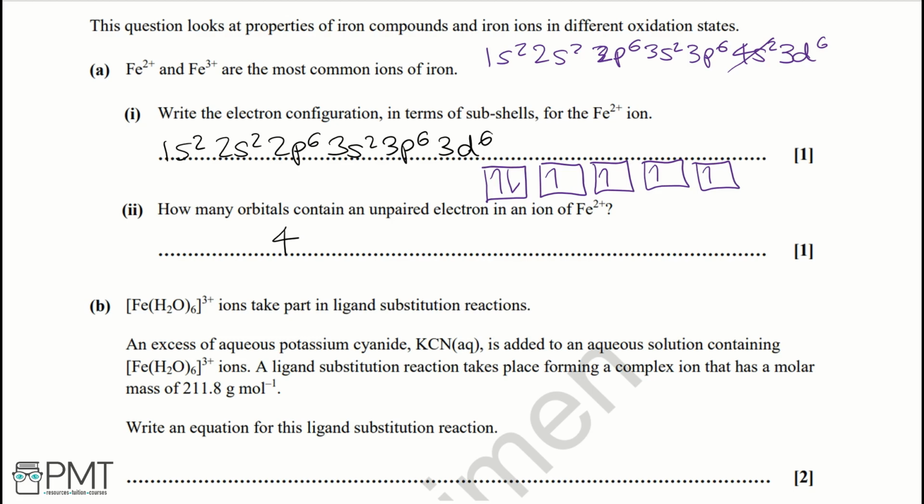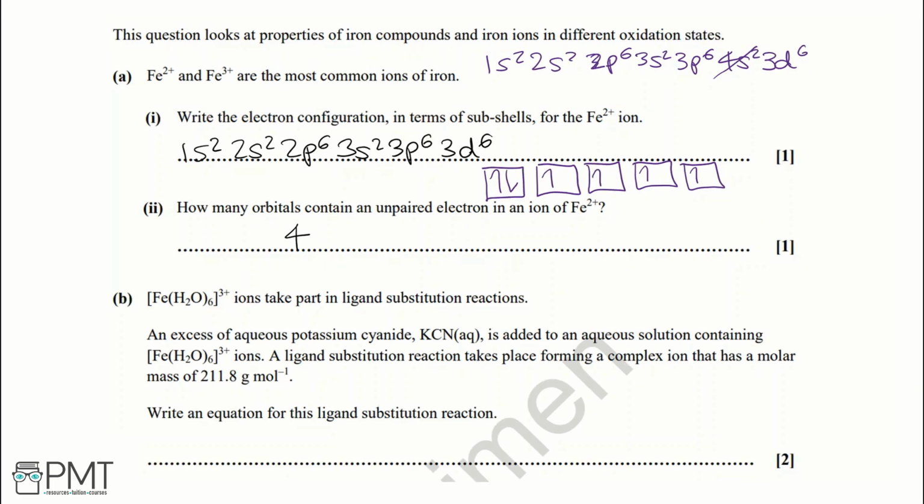Part B. [Fe(H2O)6]3+ ions take part in ligand substitution reactions. An excess of aqueous potassium cyanide, KCN(aq), is added to an aqueous solution containing [Fe(H2O)6]3+ ions. A ligand substitution reaction takes place forming a complex ion that has a molar mass of 211.8 grams per mole. Write an equation for this ligand substitution reaction. This is a ligand substitution reaction, so that means that the H2O ligands will be substituted with cyanide ligands.